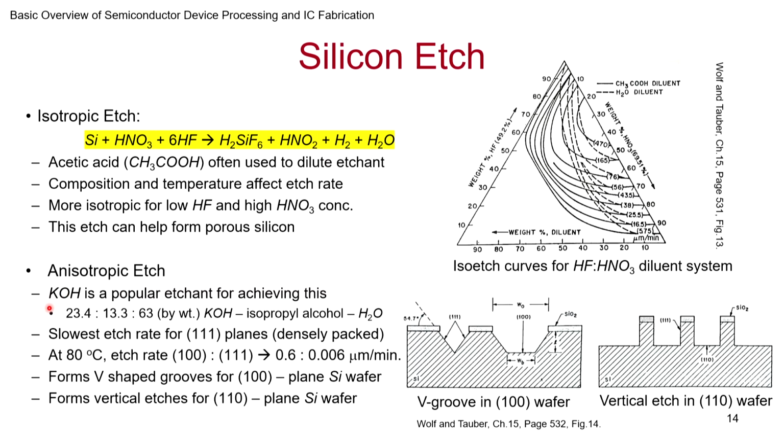For anisotropic etch, you use KOH, potassium hydroxide. It's one of the most popular ways of doing that. You mix it with H2O and isopropyl alcohol in these ratios, KOH, isopropyl, H2O. It turns out 111 is the slowest etch plane. Why? It is the densest plane. So when it starts etching, there are a lot more atoms for it to remove. So the rate of etching is low. On the other hand, in all the other directions, usually the etch rate is faster.